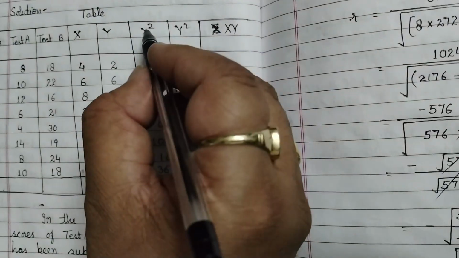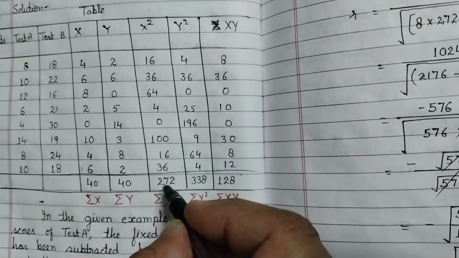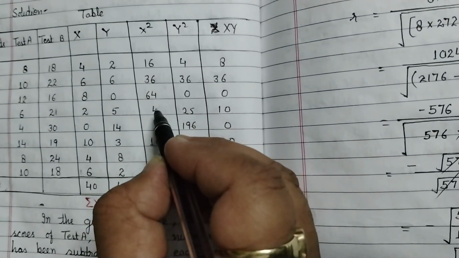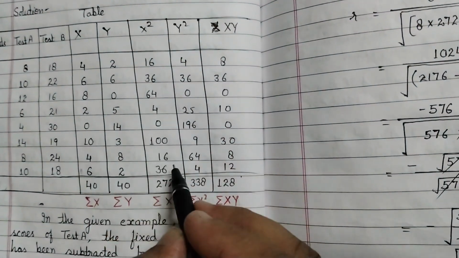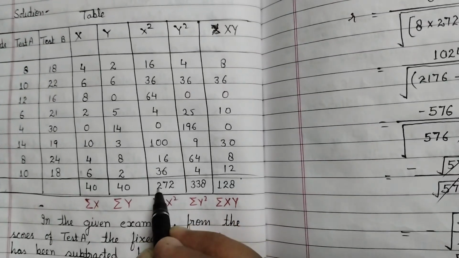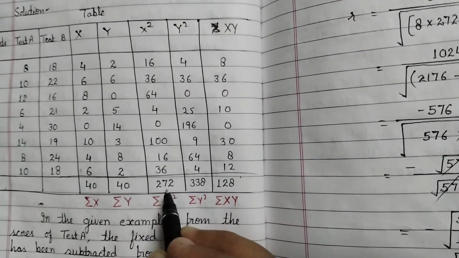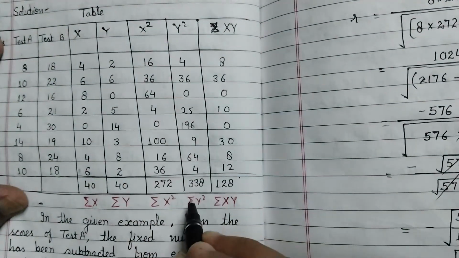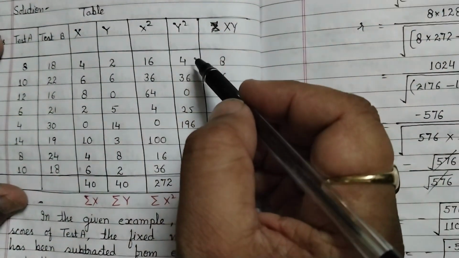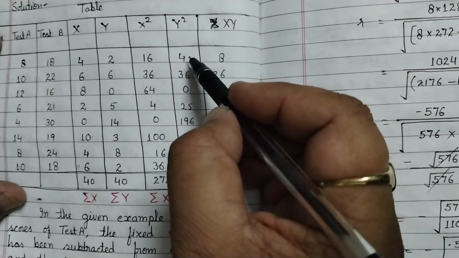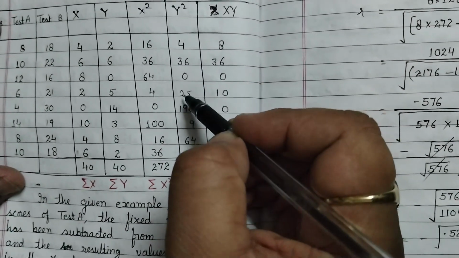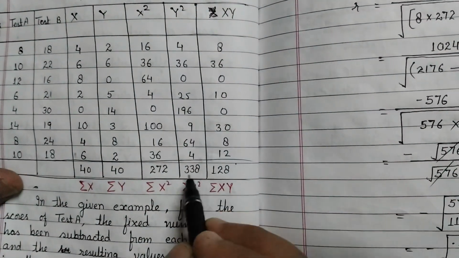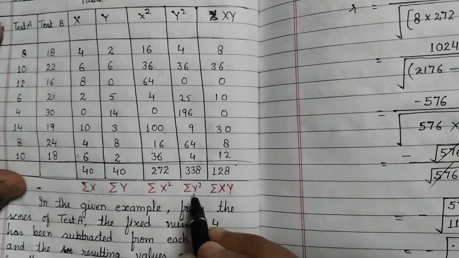So to get summation X square, sum up all these values, that is 16 plus 36 plus 64 plus 4 plus 0 plus 100 plus 16 plus 36, which is found to be 272. Similarly for Y square, sum up all these values: 4 plus 36 plus 0 plus 25 plus 196 plus 9 plus 64 plus 4 is found to be 338, that is summation Y square.